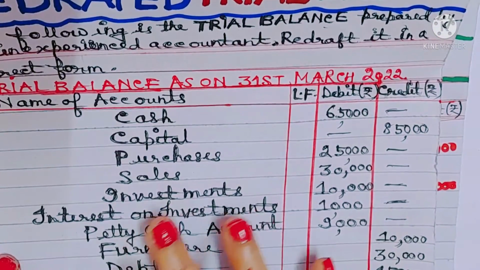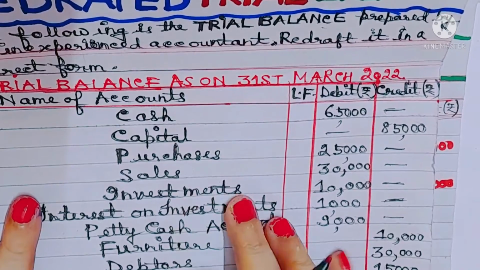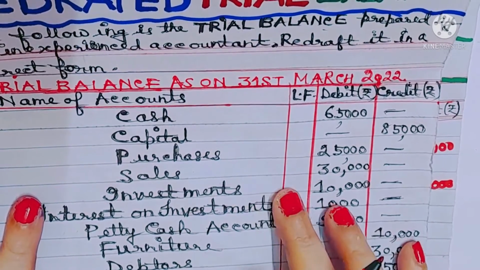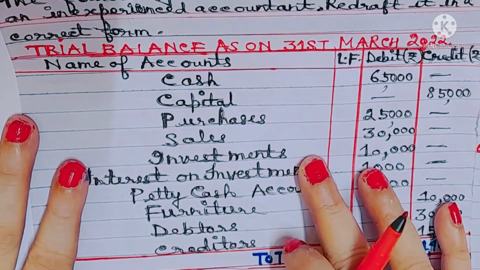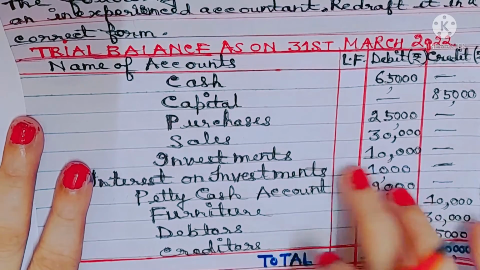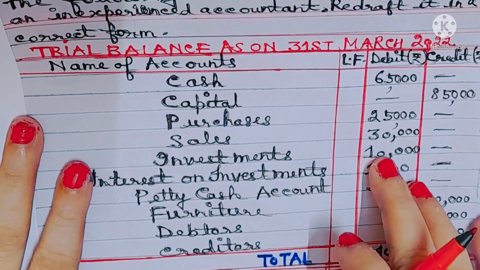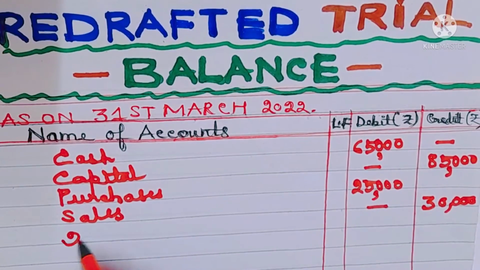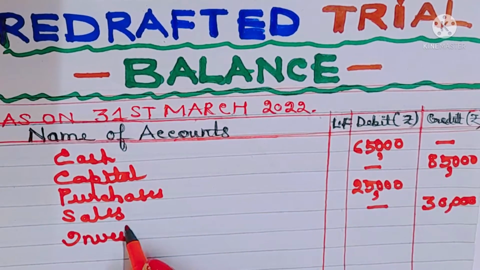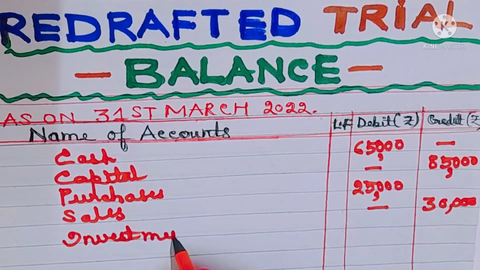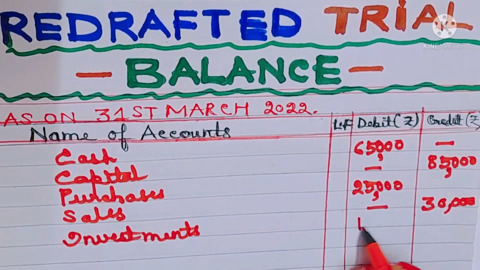The next account is investment, 10,000. Investment is an asset. Investment has a debit balance, which has been correctly written in the debit column. So let's write investment 10,000.